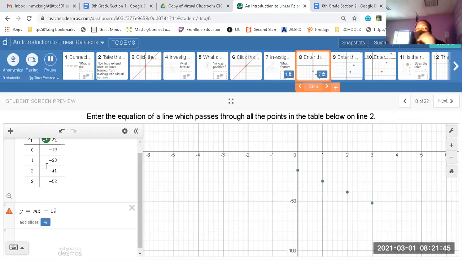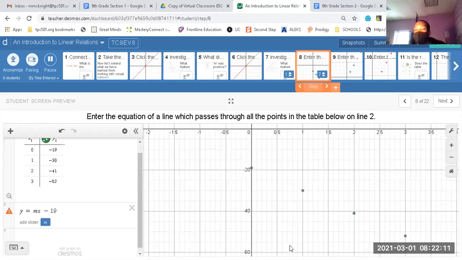I also want to point out, if you look at your table, do you see where x says 0 and then y says negative 19? That's a good way to find the y-intercept. Wherever x is 0, whatever y is also the y-intercept. So I could have just looked at the table and said, oh, b is going to be negative 19. Or I could just look at my graph and see where it crosses.